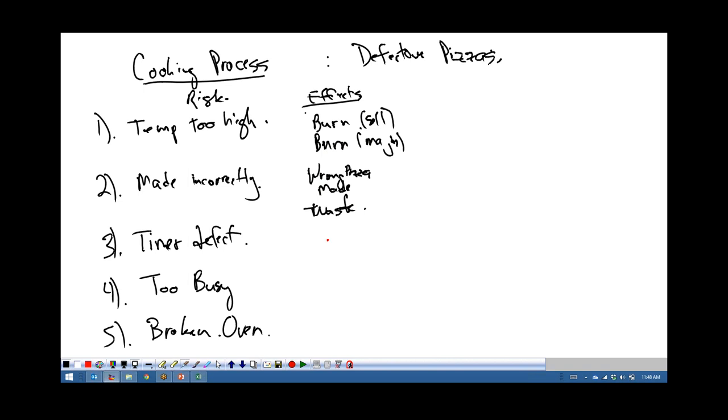Okay, how about the timer defect? Could be the same thing, right? Too busy. That could be burn. You could burn it. It's too busy. Okay. And how about the broken oven? That could be burn if it's running. It says it's running at 350 and it's really running at 450. Yep. Or the opposite, it could be undercooked. Could be raw. Uh-huh. Right. Okay, good.